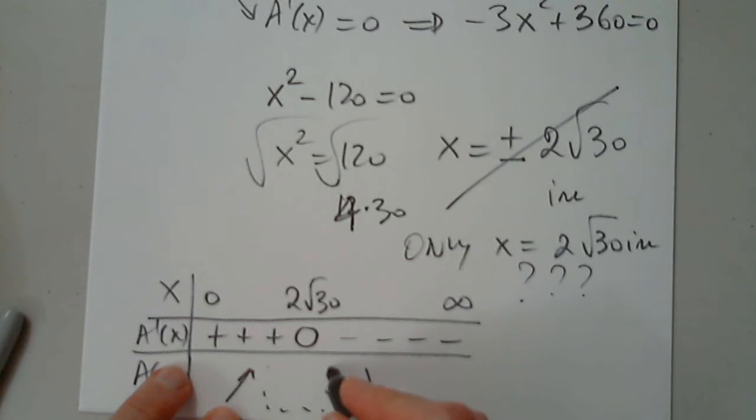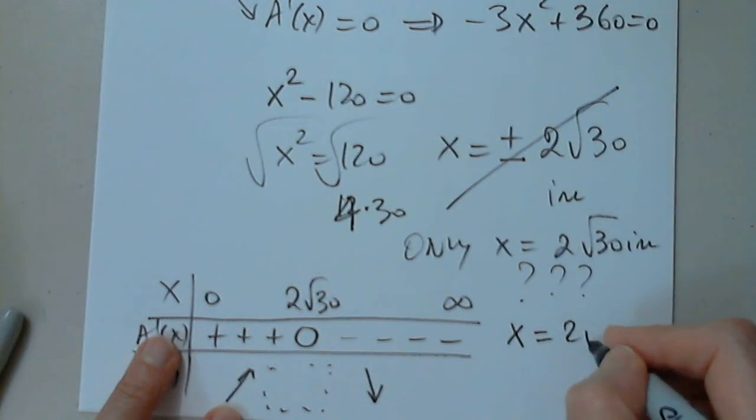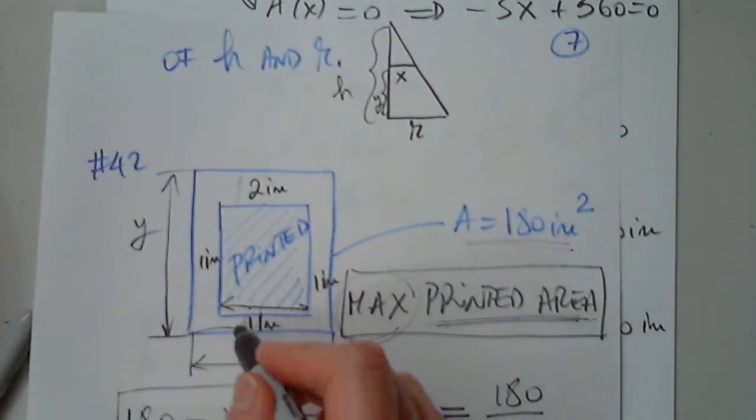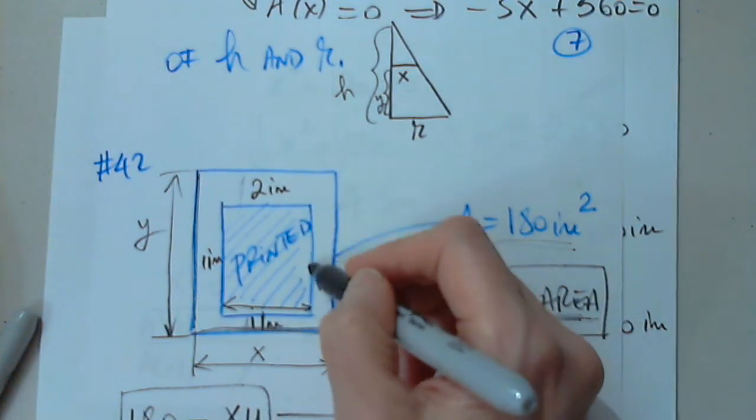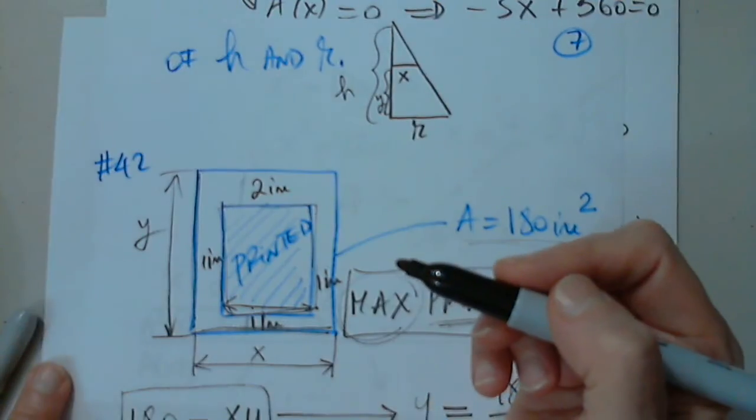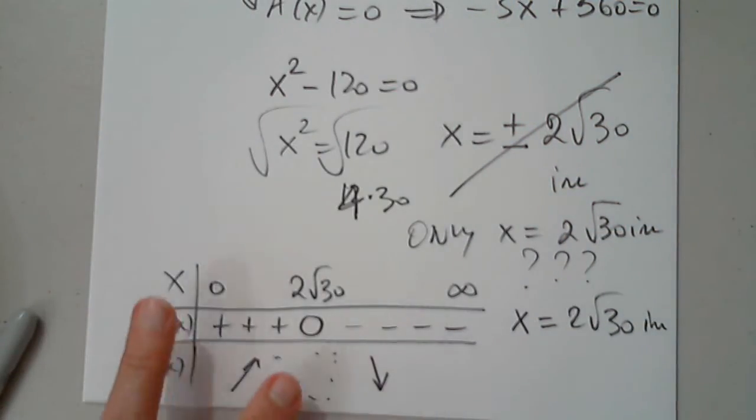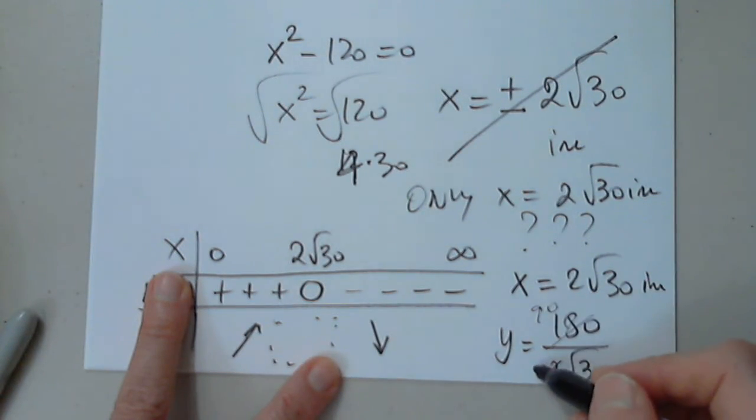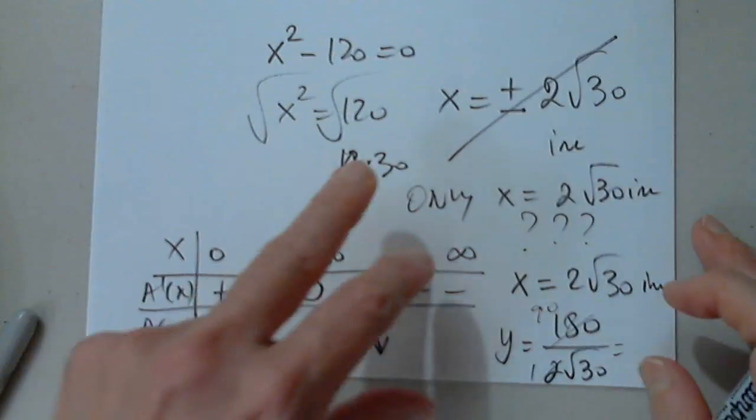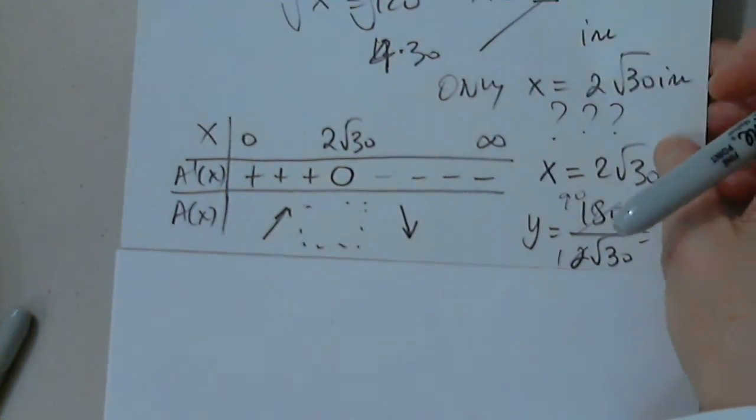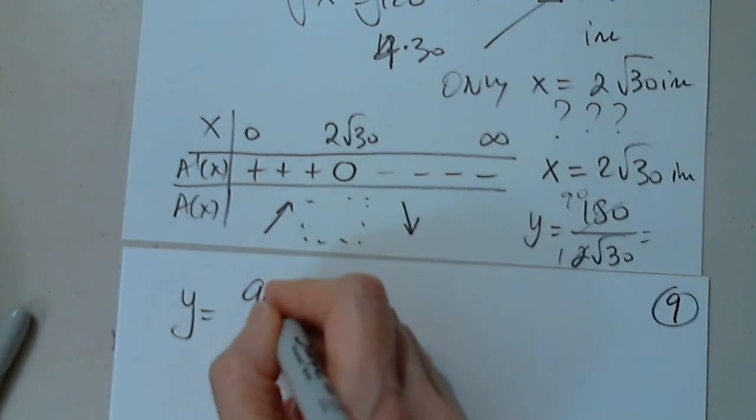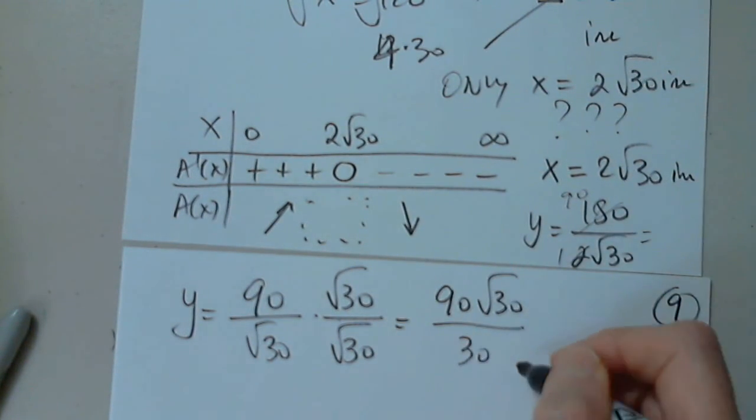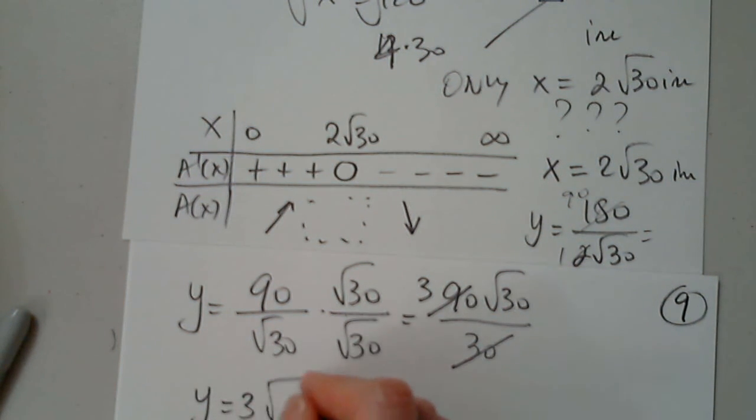What is the maximum printed area? We'll find it in a moment. It's not sufficient. We only have x, which is 2 the square root of 30 inches. We have to go back and find y. So I know how much this should be, and I know how much this should be for maximum area. So I have to find y. 180 divided by x. So y equals 180 divided by 2 the square root of 30. I will simplify, that's 90, and I will rationalize. So y equals 90 over the square root of 30, and we multiply by the square root of 30 and divide by the square root of 30. So we have 90 the square root of 30 divided by 30, 3. So then y equals 3 the square root of 30 inches.